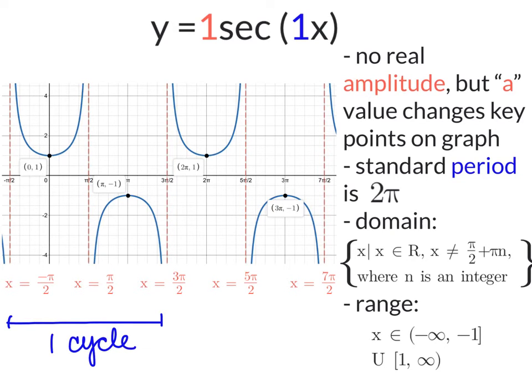And the range operates just the same based on this a value, just like it did with cosecant, here with the negative 1 and the positive 1 in brackets. So really, the only difference between cosecant and secant is that 90-degree shift.